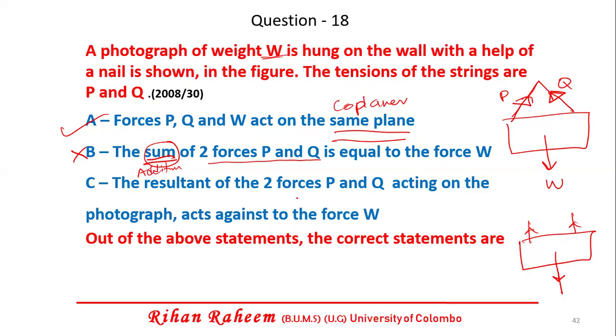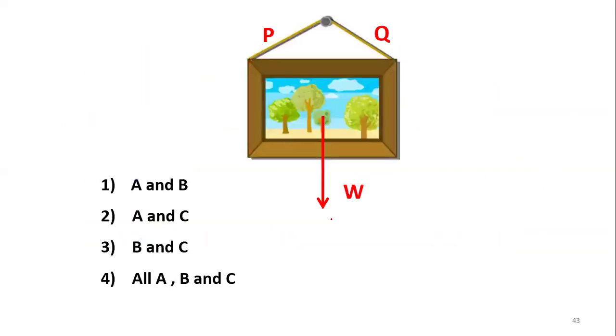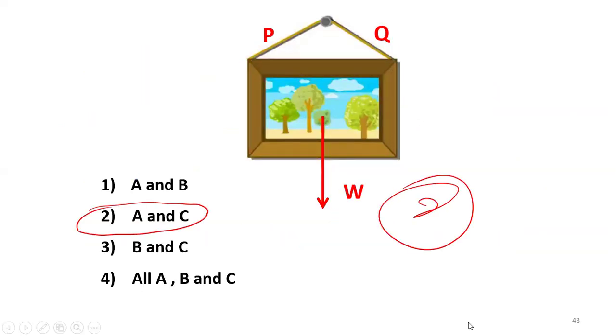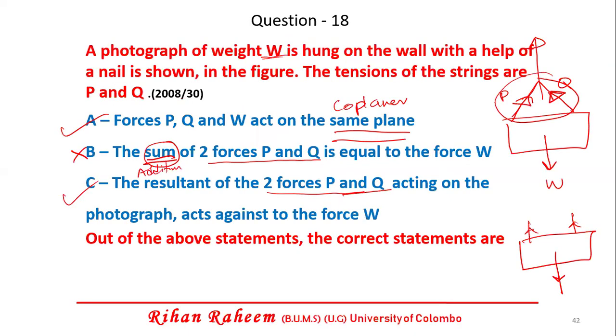See, the resultant of the two forces P and Q acting on the photograph acts against the force W. Yes, the resultant of P and Q will be acting like this. It is opposite to W. C statement is correct. So out of the above, the correct statements are A and C, the second one. Are you clear? See, one small word, the word sum, made that whole B answer wrong. So you have to be very careful.